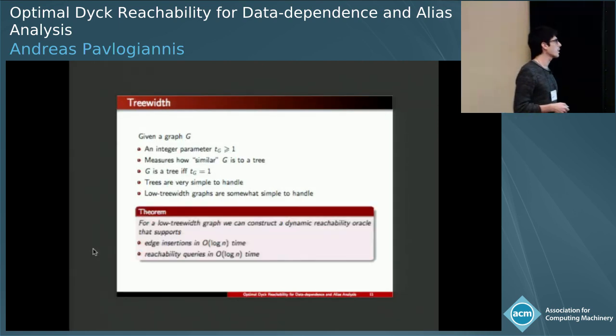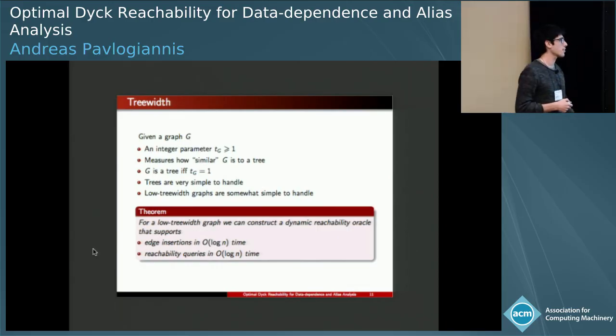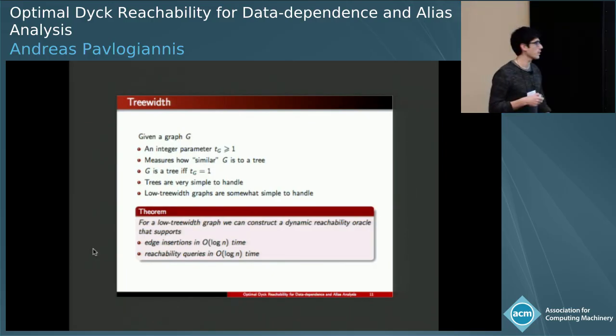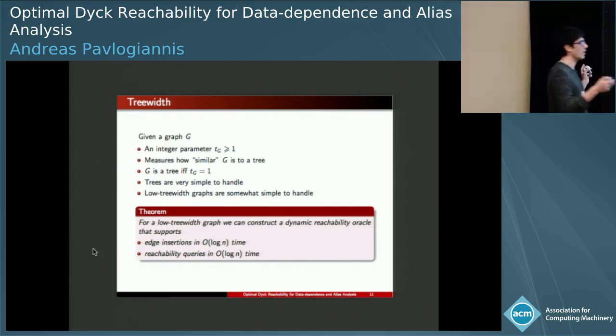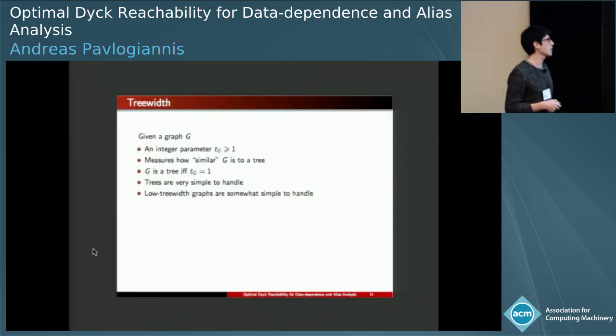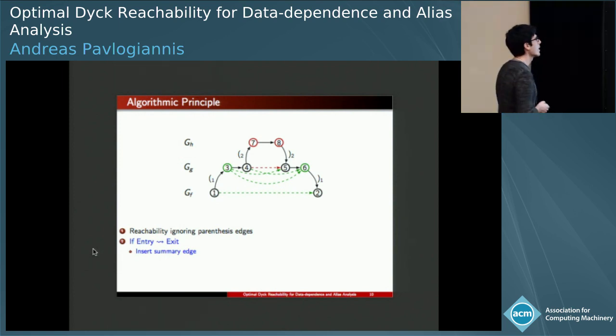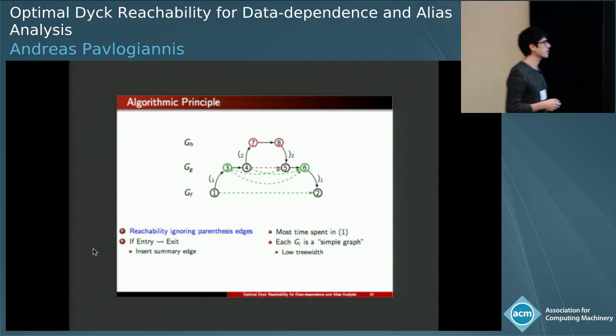Right? In particular, what we managed to obtain is a reachability oracle that operates on low tree width graphs and supports edge insertions and reachability queries, both in logarithmic time. Right? And what we do is we use these oracles as black boxes to perform Dyck reachability on the same principle that I described here. And this brings the complexities down.